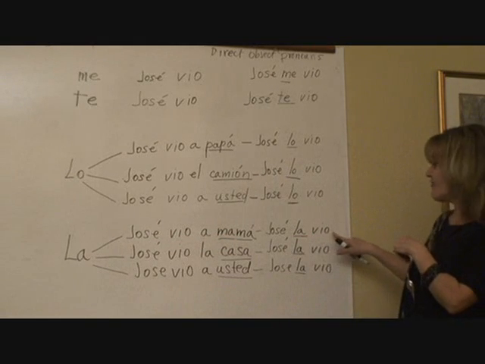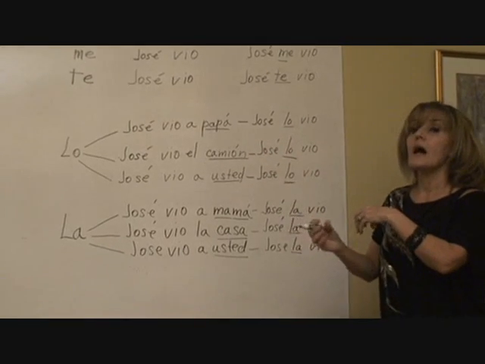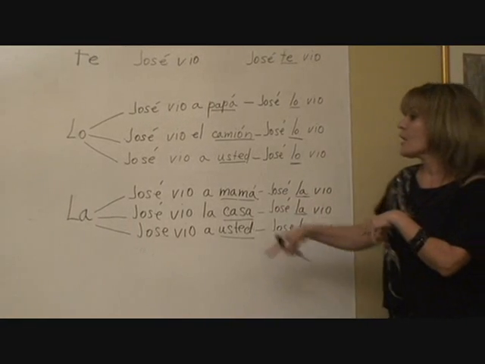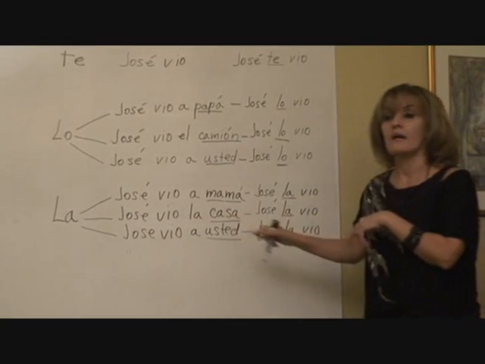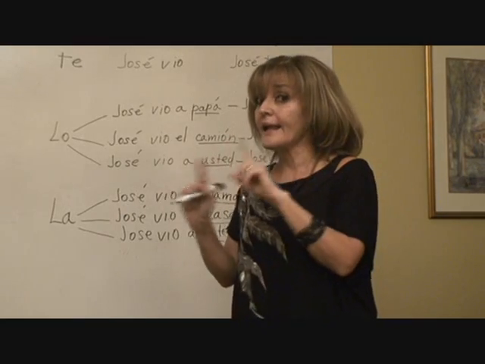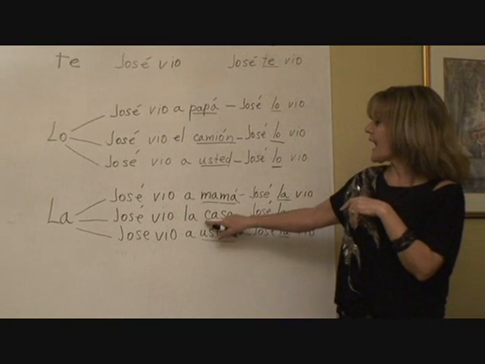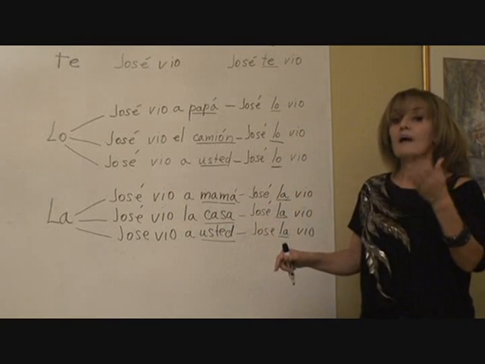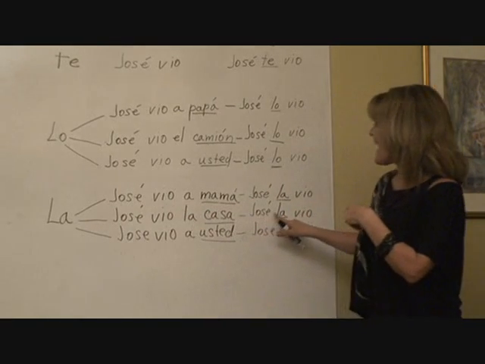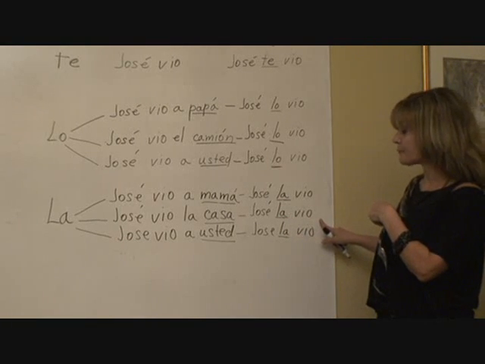José la vio. Now, instead of el camión for it, I chose a feminine word here, a feminine object. So, la casa. José vio la casa. José saw what? He saw the house. José vio qué? Not a quién this time, but qué, what? José vio la casa. Here, la casa is the direct object, and it's going to be replaced by what? By la. José la vio. It precedes the conjugated verb, as I said before.